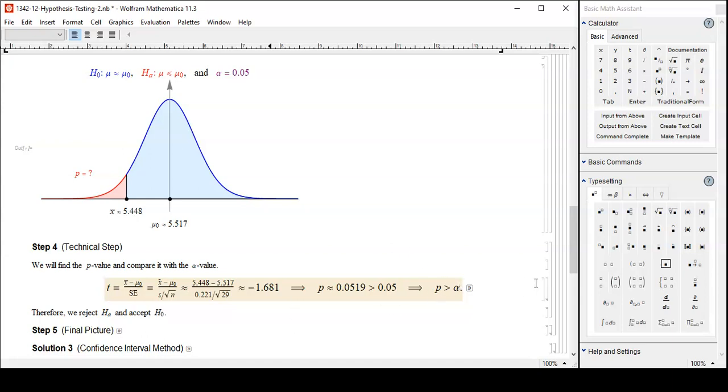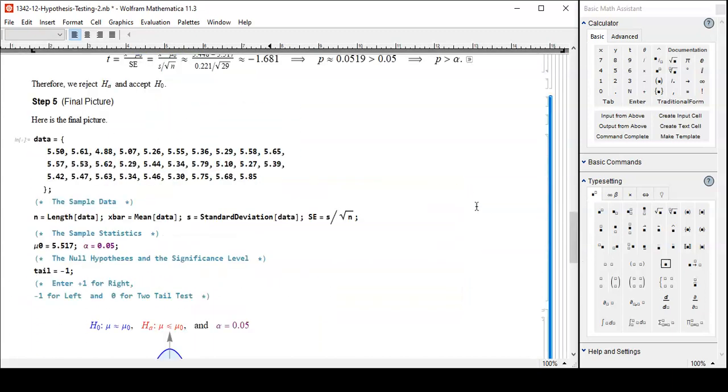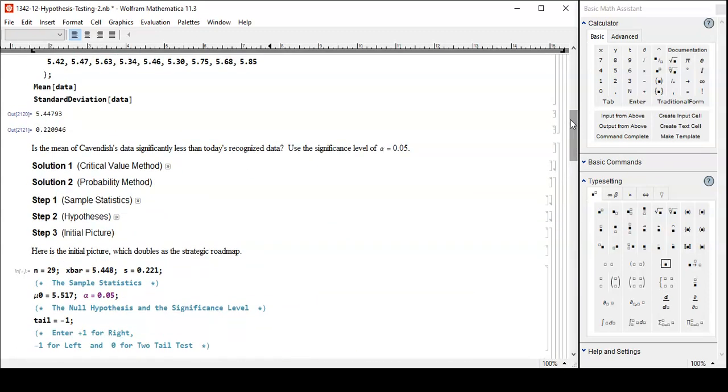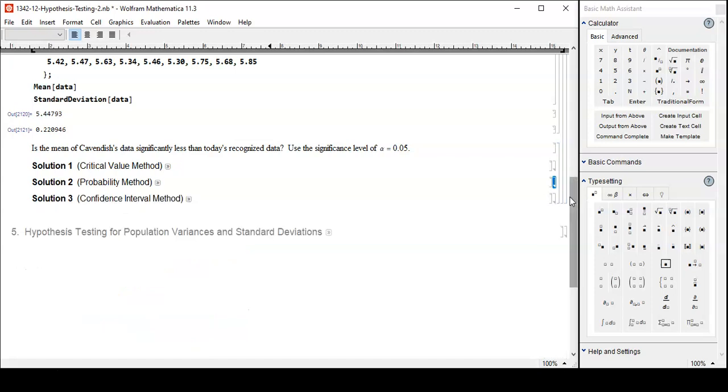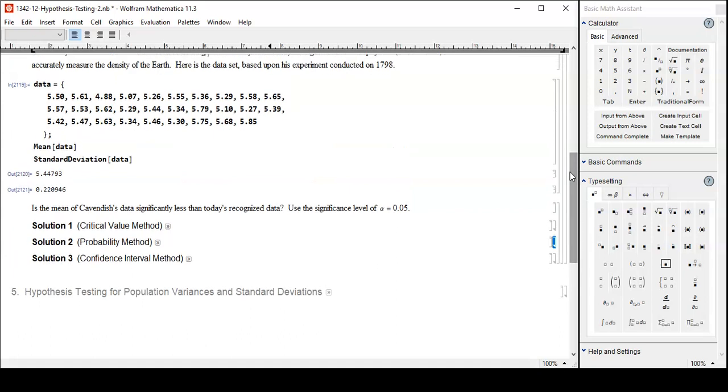P is greater than alpha, so let's go with H0, like this. Does it work well? Well, in practice, not really. This probability value method works great for z-curves, but for t-curves, it's hard to apply.